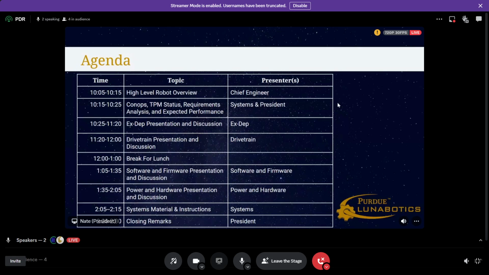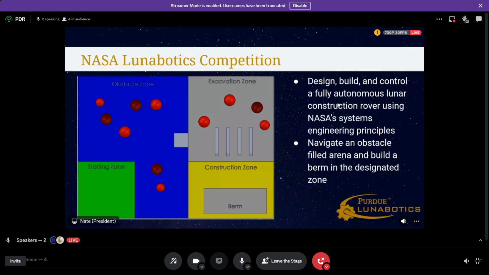So, to jump right into it, to quickly go over what our objective is. This is the picture of the NASA Lunabotics competition arena in CAD. You can see that we have a random distribution of the lighter red, which is boulders, and the darker red, which are craters. The quantity will be roughly about 4 boulders and 3 craters in the excavation zone, and 3 boulders and 1 crater in the obstacle zone. But the placement will be random.